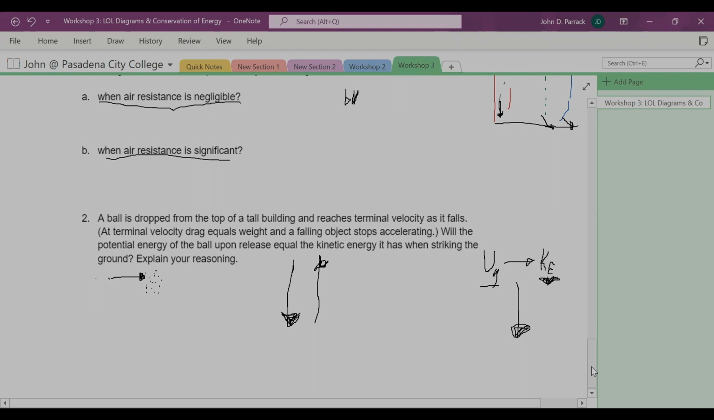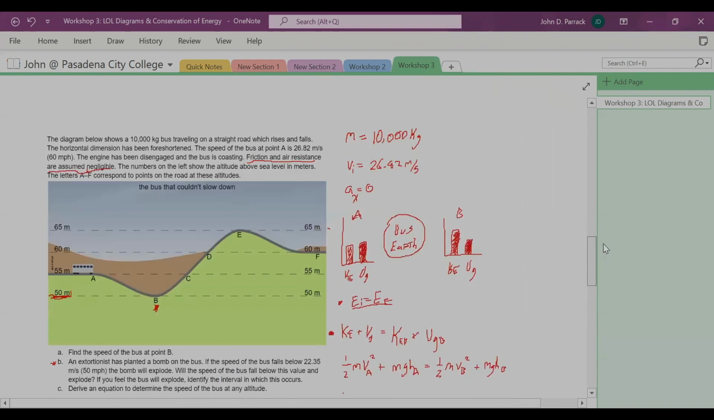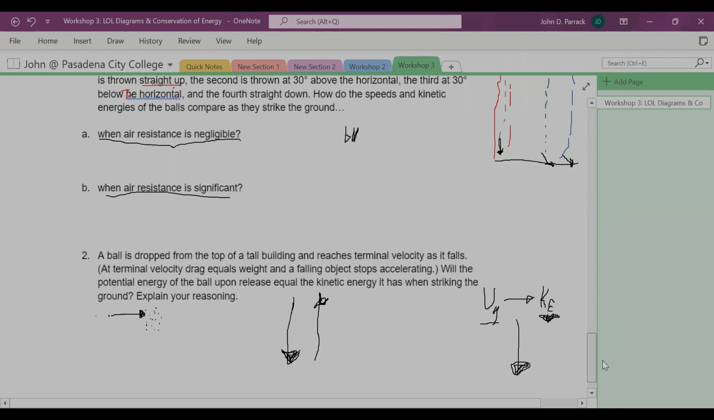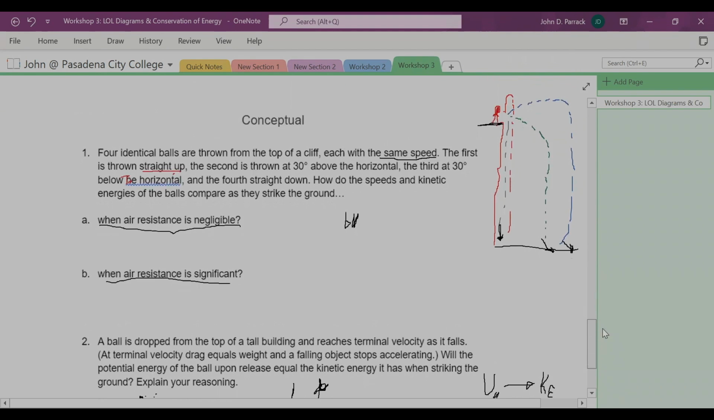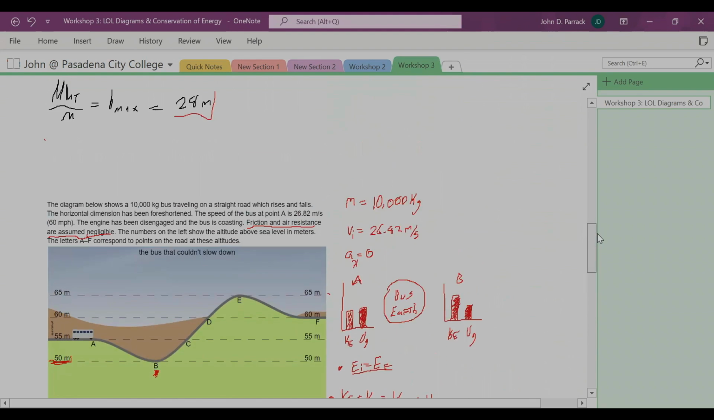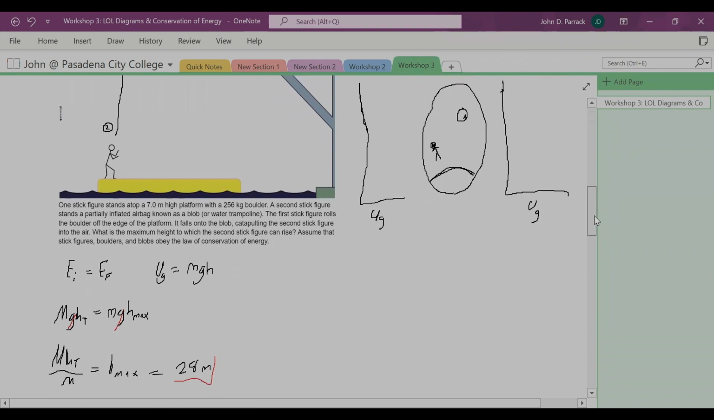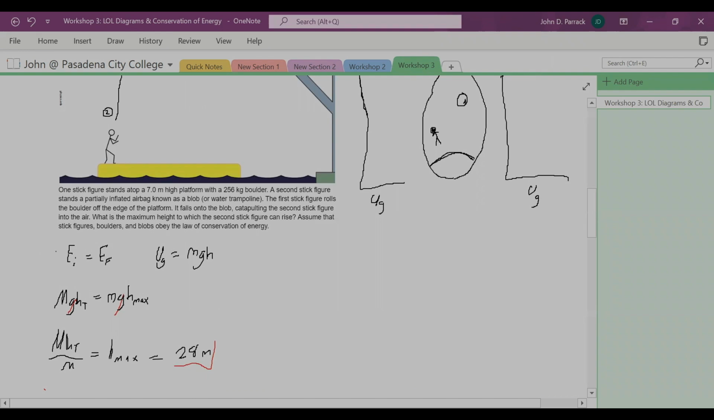Okay, so that's all for this workshop. We've talked about conservation of energy. We also talked a little bit about what happens when energy is not conserved. We did that conceptually, and we went through the math. You learned how to use LOL diagrams, and you can utilize those. The core equation to always remember is, whenever you hear conservation of energy, initial energy is equal to final energy. Then you can think about what energies are involved in your system, and you can derive it from there.